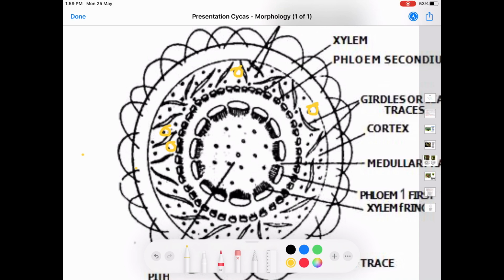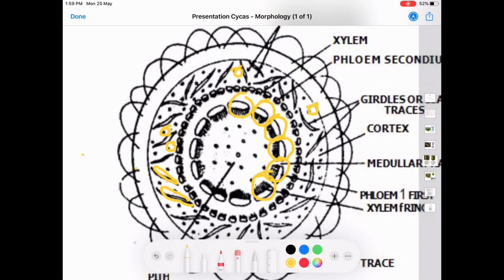In the cortex, you can see the leaf traces. See, these are the leaf traces. Like in the case of dicot stem, the vascular cylinder consists of many conjoined, collateral, open vascular bundles arranged in the form of a ring, that is conjoined collateral open vascular bundles.